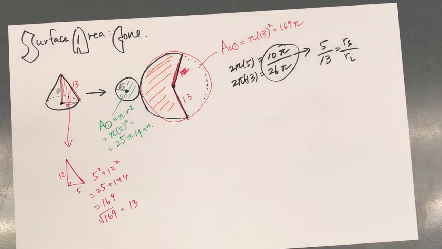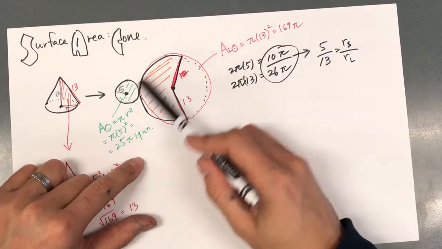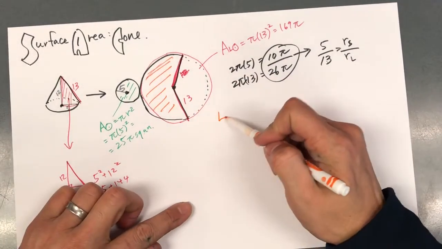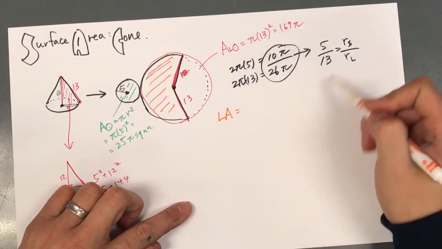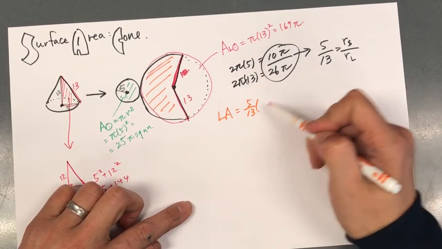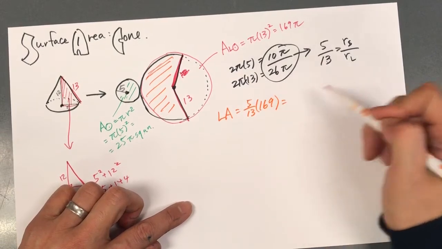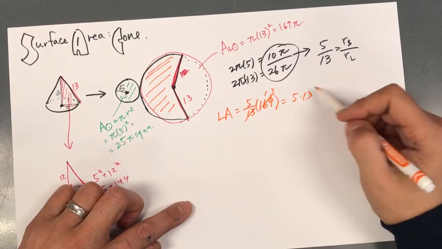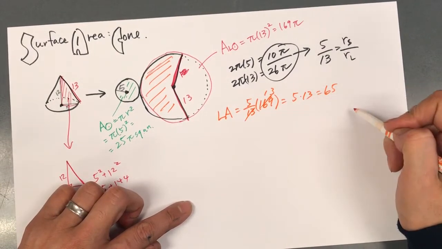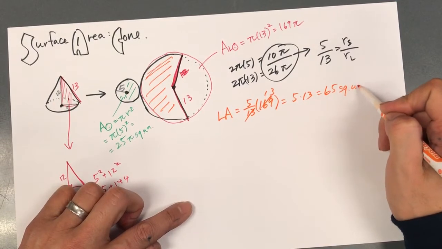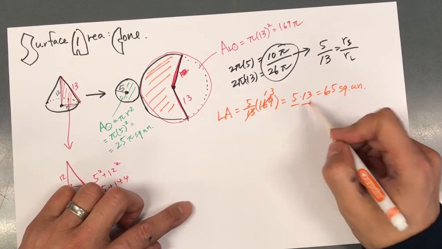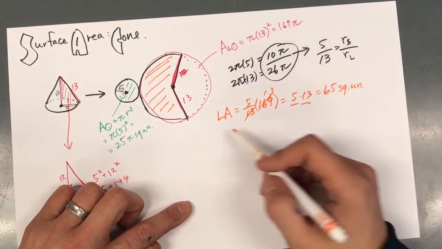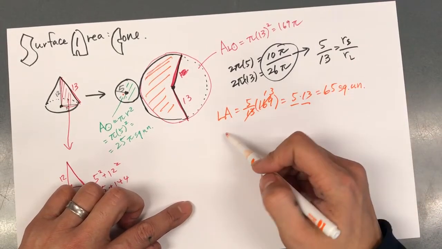So that means the lateral surface area is 5/13 of this entire big circle, so it's going to be 5/13 of 169 pi, which is 5 times 13, and that's going to be 65 pi square units. But what I really did was multiply this radius and the slant height, the radius of the big circle. That's where the formula comes from.